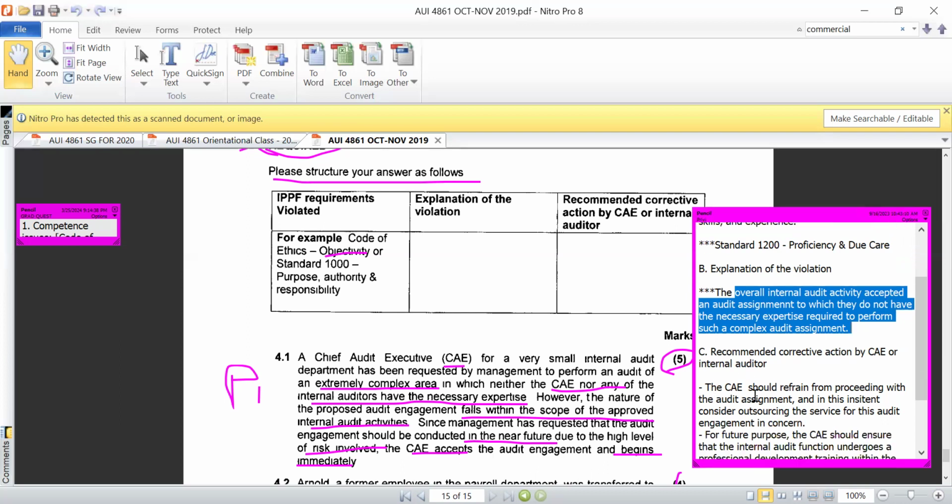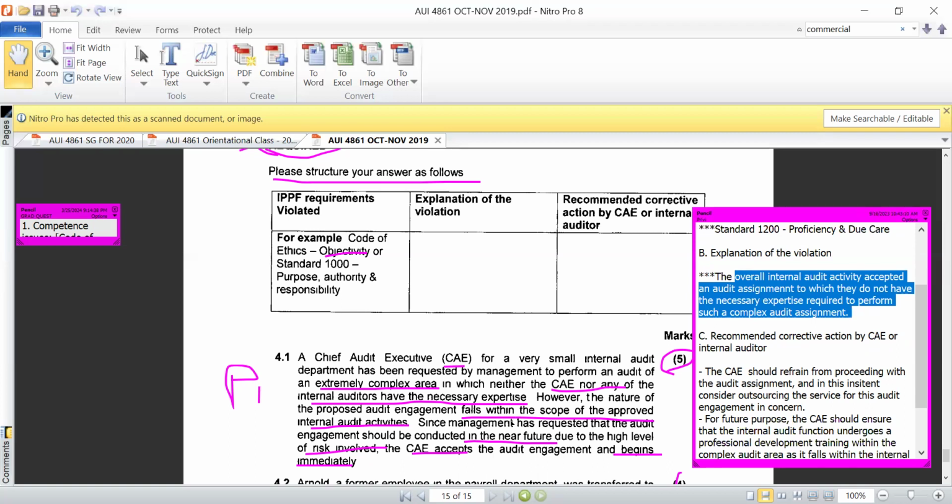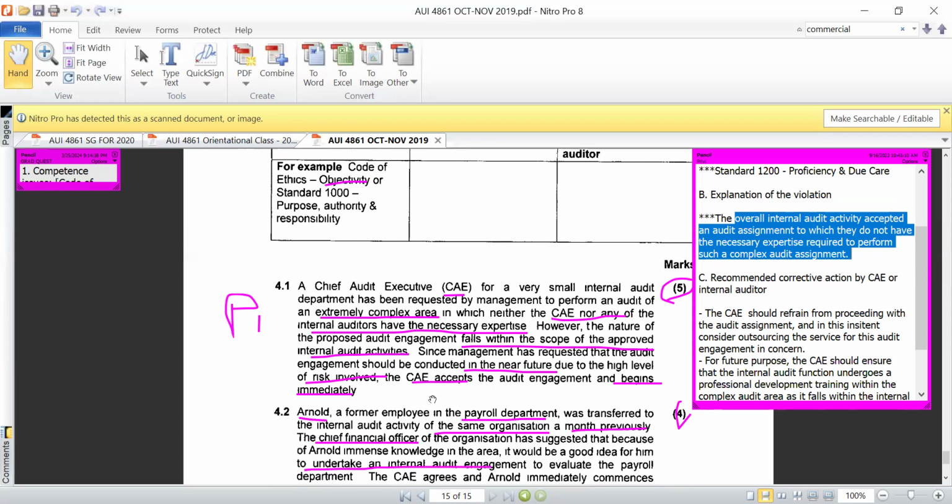So now, what is the corrective measure? If you look at the violation, first of all, we see that they are lacking the skill or the proficiency to perform the audit assignment. So as a way to correct, because they've already started with this audit assignment, as I'm told here they began immediately, what is the first thing that the chief audit executive should do? First of all, withdraw from proceeding with that engagement. That's the first thing the chief audit executive has to do.